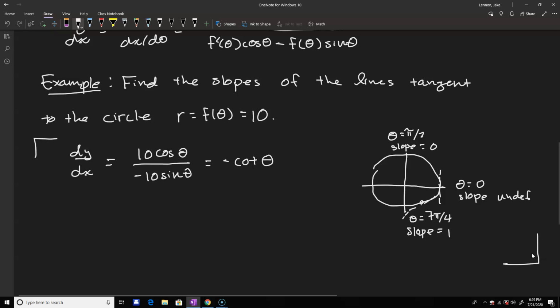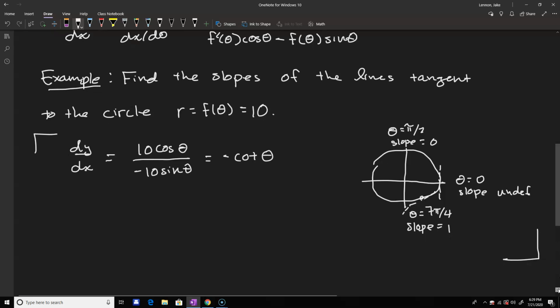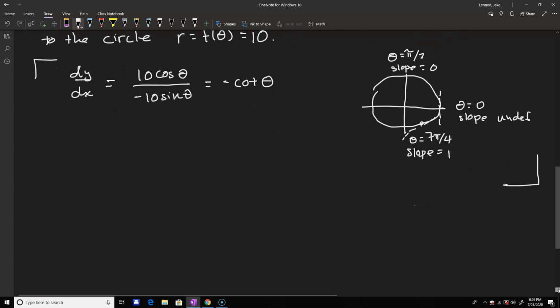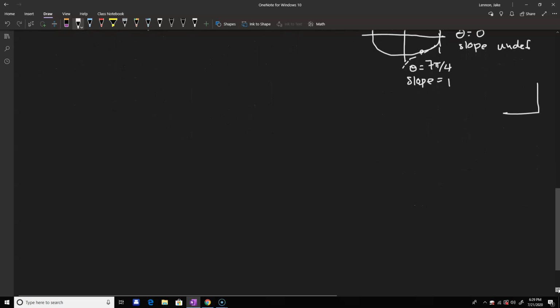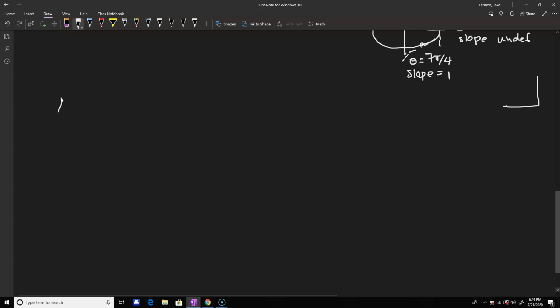Okay, so let's talk about the other thing that we mainly use calculus for, finding areas below curves, and how we can do that with polar curves as well. So, areas of regions bounded by polar curves.